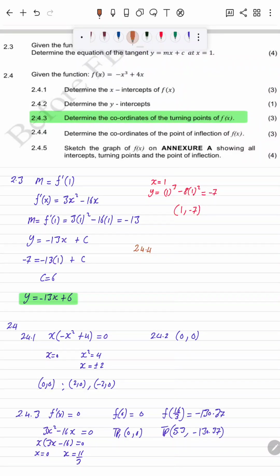And then number 2.4.4, allow me to do it here. It wants the coordinates of the point of inflection. The point of inflection, you find the second derivative. You set it to 0 and you solve for x. So here is the first derivative. Derive it again. So it's going to give you 6x minus 16 equals 0. x will be 16 divided by 6. So 16 divided by 6 is 8 over 3.